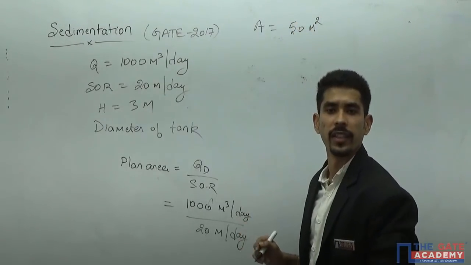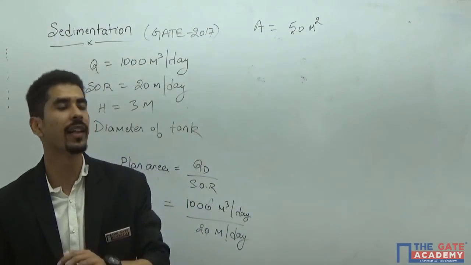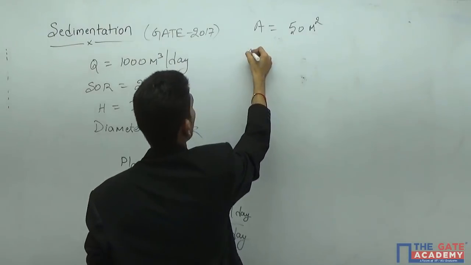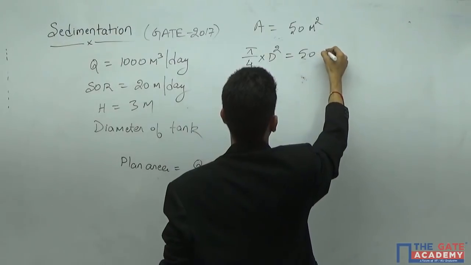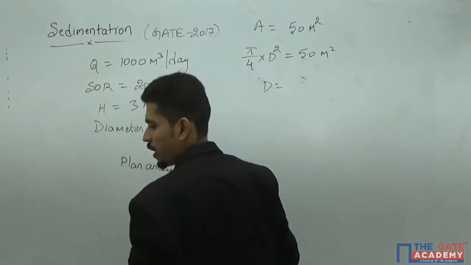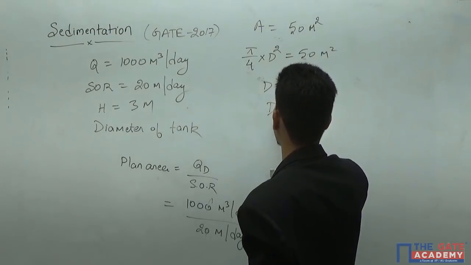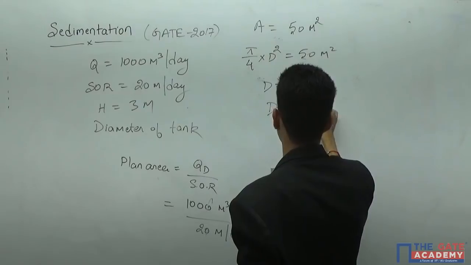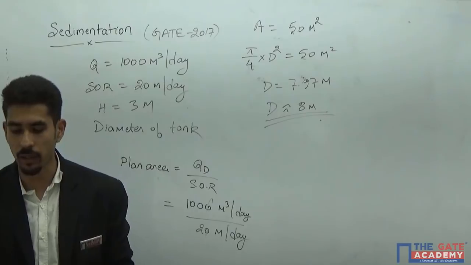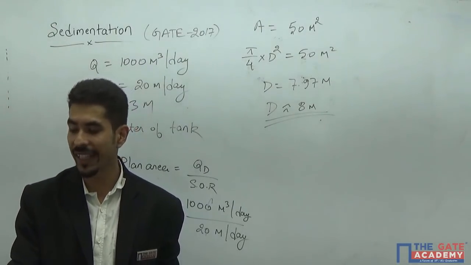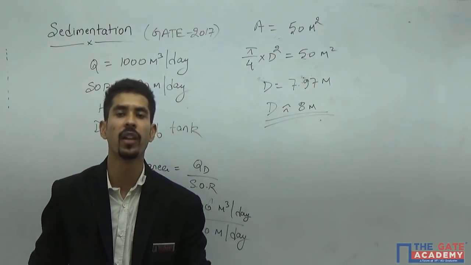The area is 50 meter square, and the diameter of the circular settling tank means your area is pi by 4 into d square, equal to 50 meter square. When you calculate, you will get d equal to 7.97 meters. So diameter is approximately equal to 8 meters. Simple question asked in GATE 2017. The concepts for sedimentation tanks are very easy. He'll give all the data. You just need to apply the formulas and get the answers.